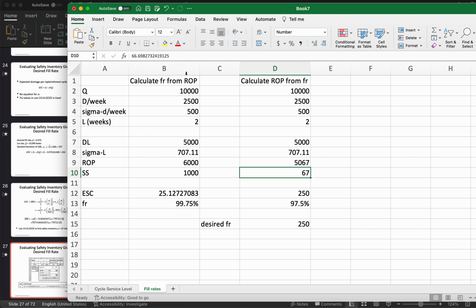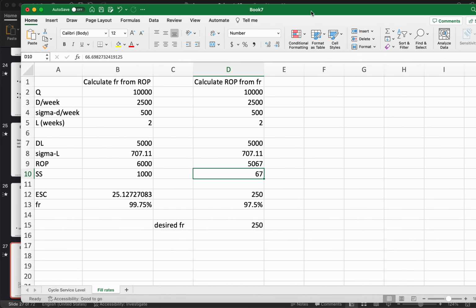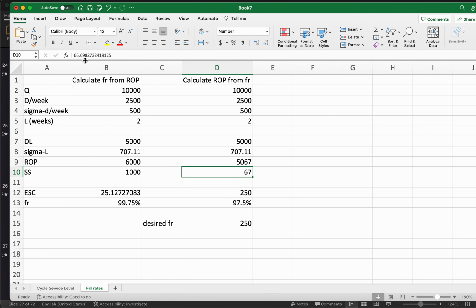That's basically the idea. Given a reorder point, you can calculate fill rates. Given fill rates, you can calculate the reorder point, but it's slightly more involved. You have to use the Goal Seek function. That's pretty much it.